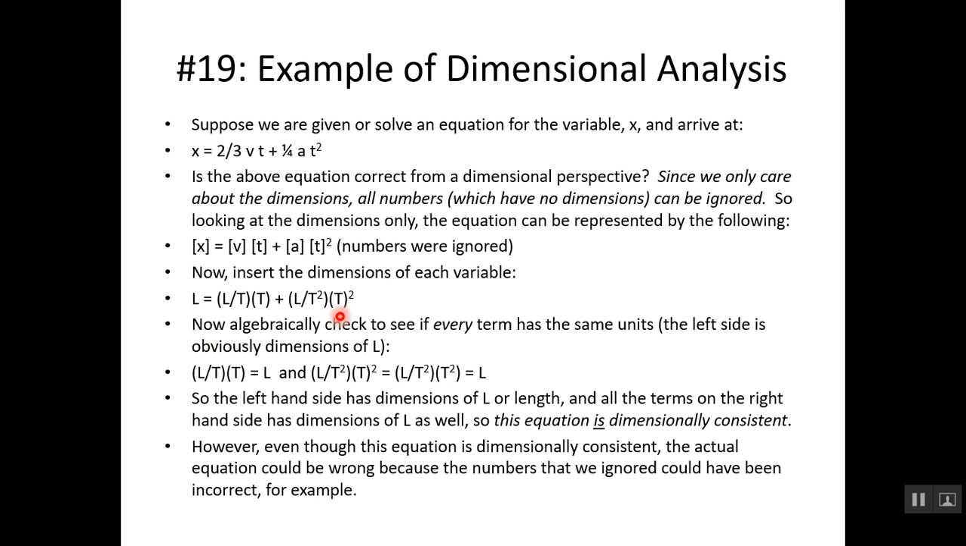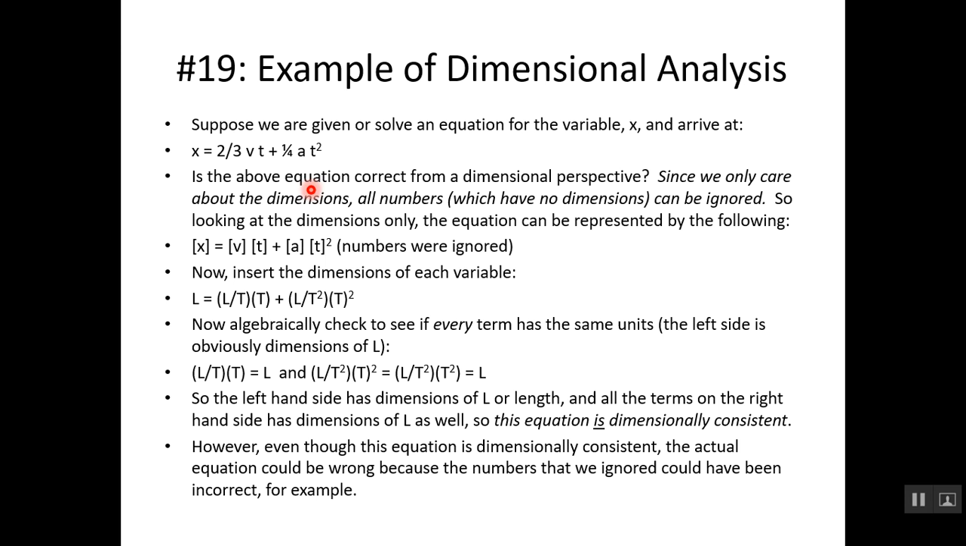It's L, because the T squares cancel out, correct? So this expression, V times T, has the dimensions of length. This 8 times T squared also has the dimensions of length, right? So every single thing on both sides of the equation has dimensions of length. They all have the same dimensions when you simplify them. So that means it's dimensionally consistent, which means your equation is most likely right.